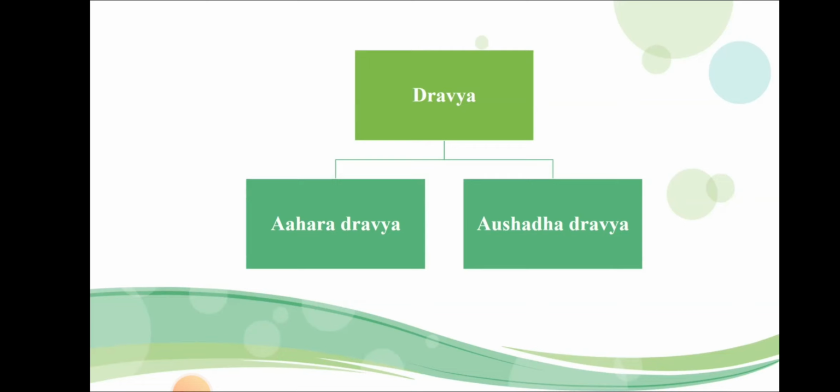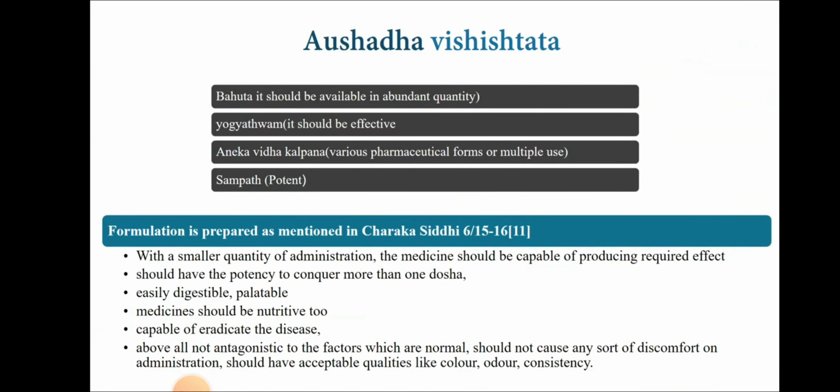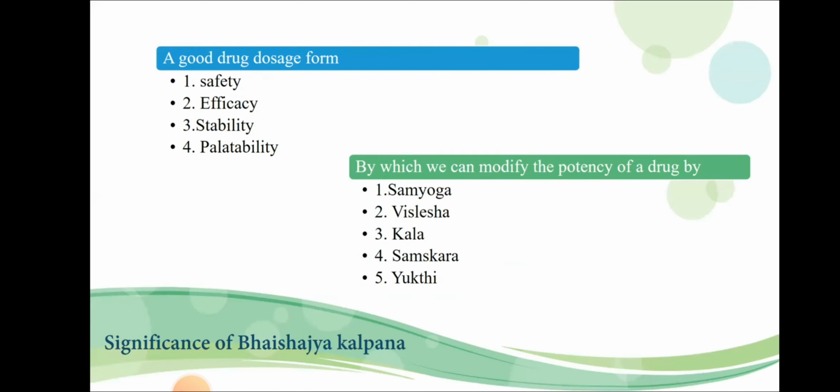So, Ahara can be considered as Aushadha, but purely Aushadha dravya will have these four qualities: Bahuta, Tatra Yogyata, Anekavidha Kalpana, and Sampat. Bahuta means the product must be abundantly available. Yogyata means it should be effective. Anekavidha Kalpana means it should be utilized for more formulations or more kalpanas. And Sampat is potency. It should be potent enough to cure the disease.